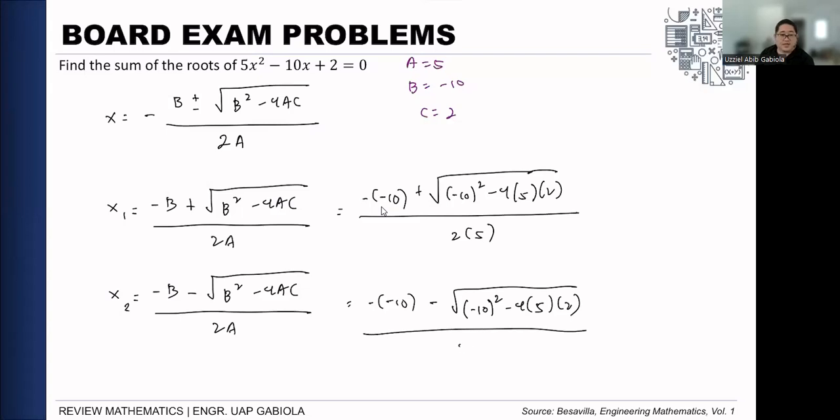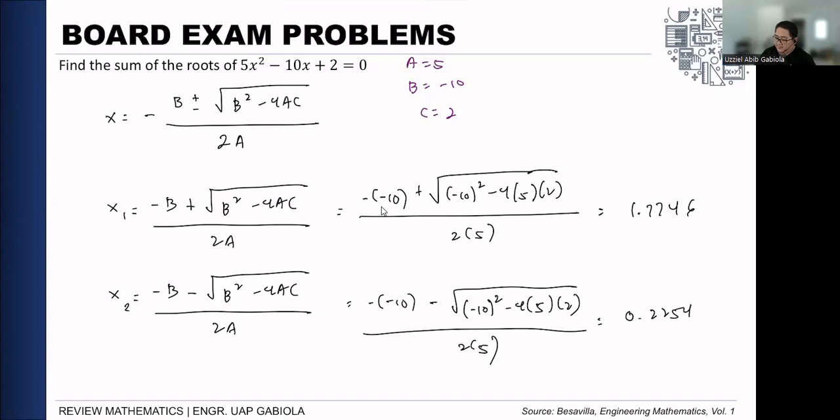Side note, if you want to factor a number, this is what you do to get the factors. If you don't know how to factor a polynomial, this is what you do, as long as it is quadratic. So when we calculate, negative 10 plus the square root of negative 10 squared minus 4 times 5 times 2, we get 1.7746. And the other one is 0.2254.